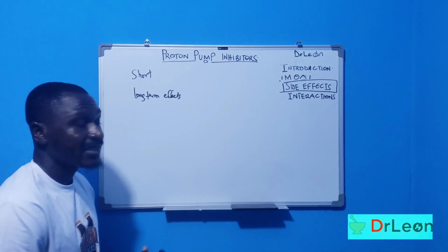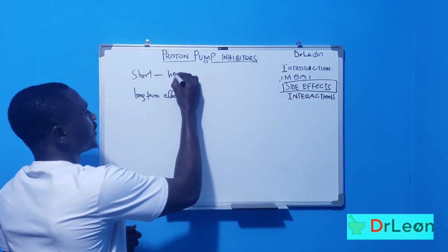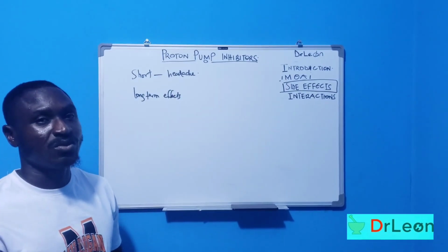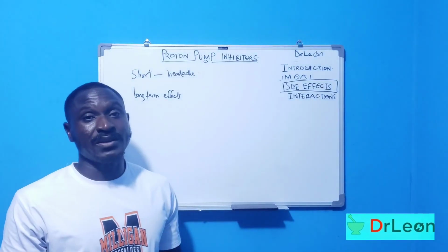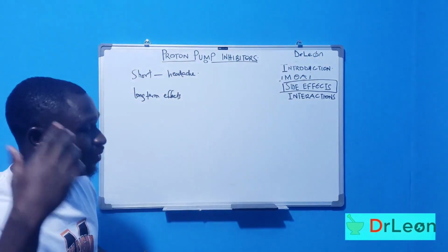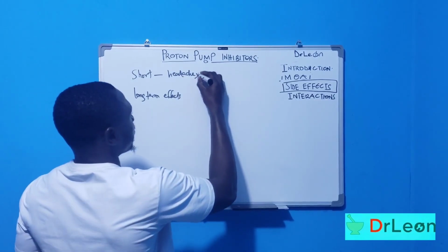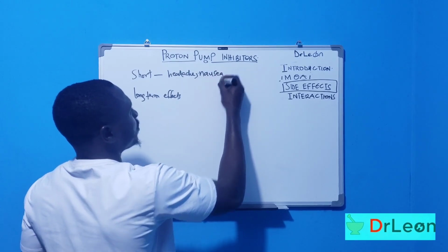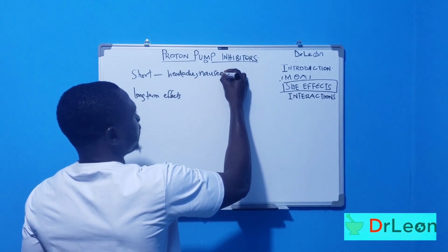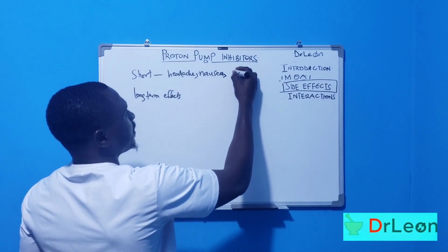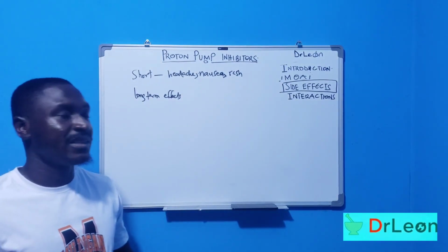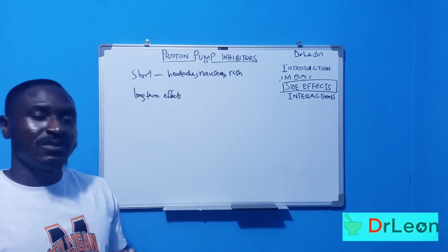So with the short-term side effects, commonly headache. Headache is one of the commonest side effects of proton pump inhibitors. So you have to make sure your patient is aware that this medication is likely to make you feel headache or make you feel pain in your head. As with most drugs, nausea is also one of the short-term side effects. We also have rash. Some patients can actually react to the medication, and this can lead to formation of rash.